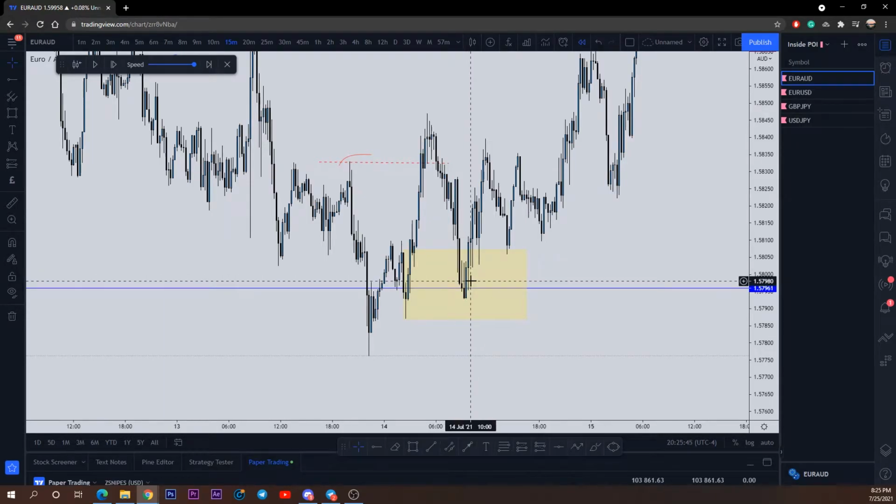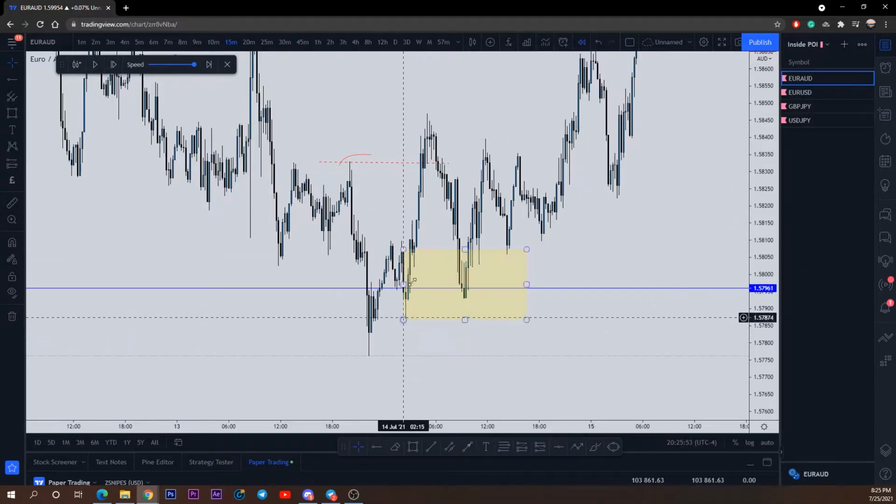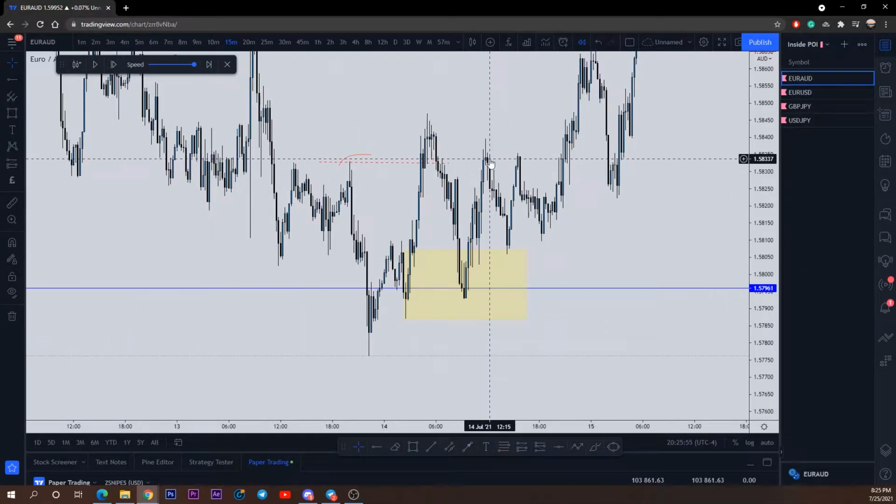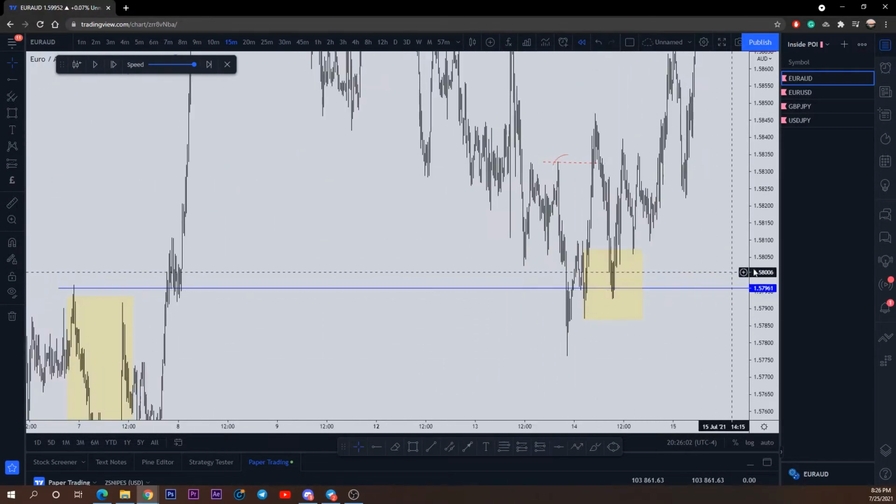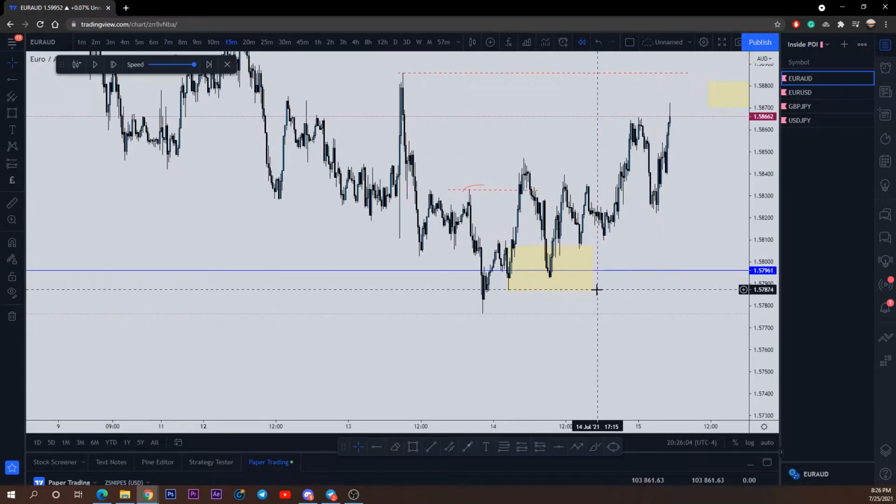We came back down and tested this area during New York open. All right, so only one of two things is going to happen. Either New York is going to continue to move, because London already established going to the upside by breaking order flow structure, so New York establishes the same thing and continues with London, or we're going to completely reverse.